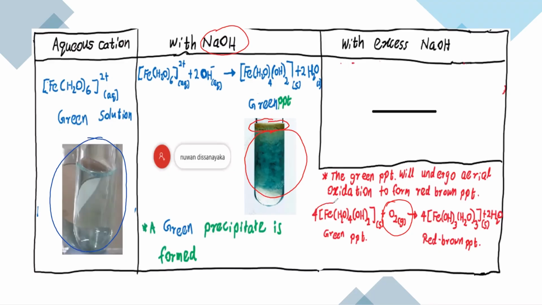So this is called iron 2 hydroxide. This is iron 3 hydroxide, or we call it ferrous hydroxide and ferric hydroxide. It will oxidize into ferric hydroxide, which is a red-brown precipitate. You can see that with time, our precipitate will turn into red-brown color. So that's what we can observe when you add sodium hydroxide to Fe2+ ion.